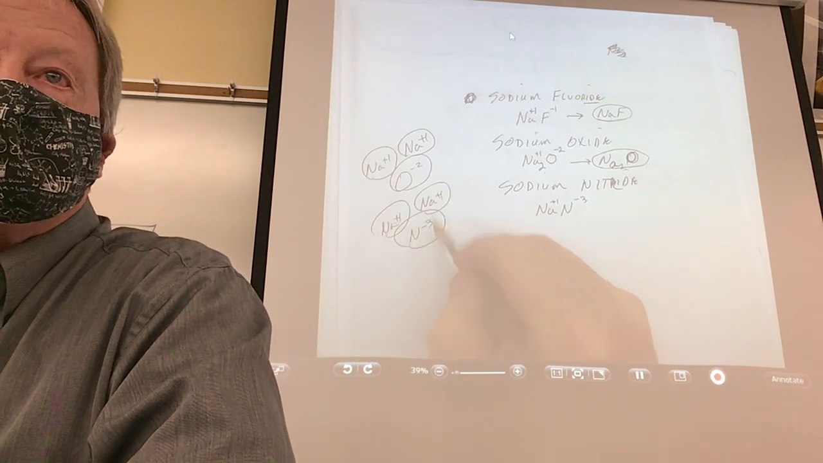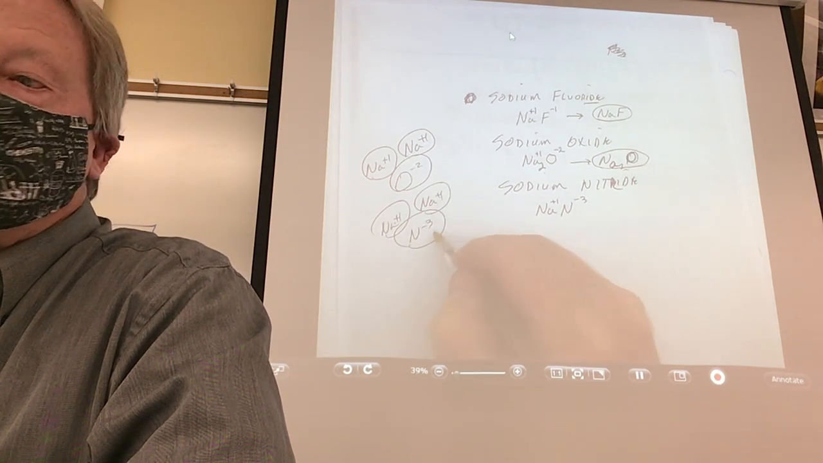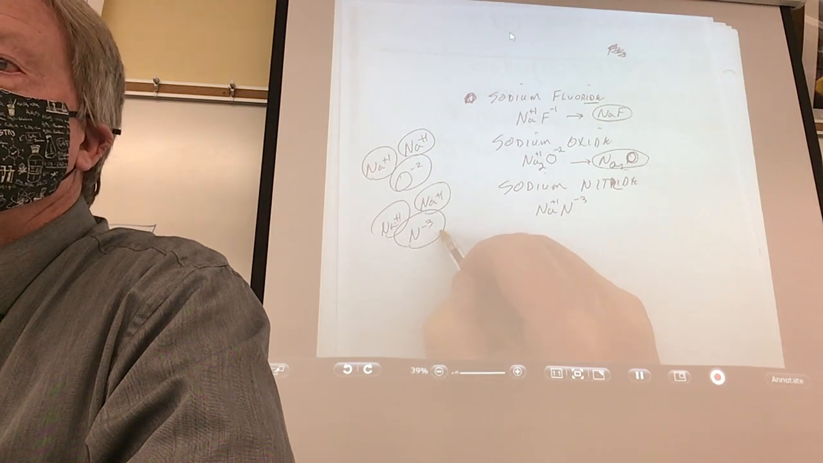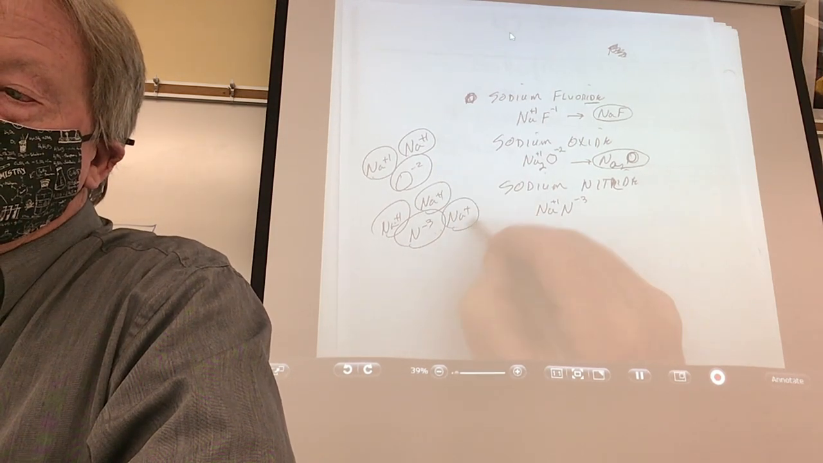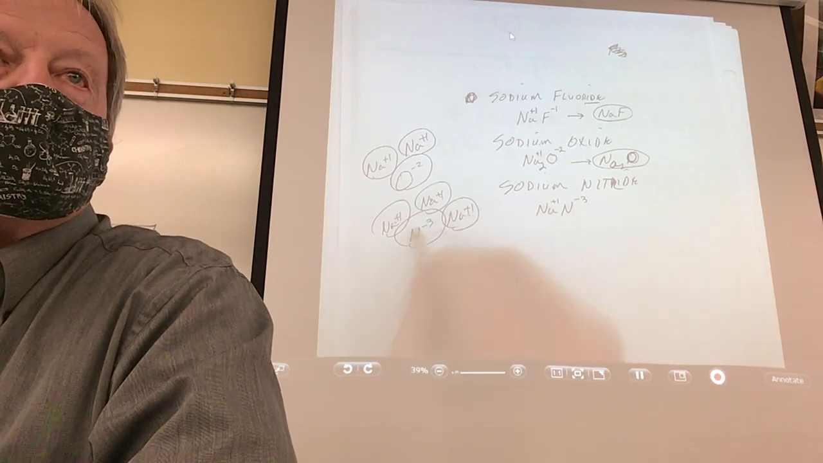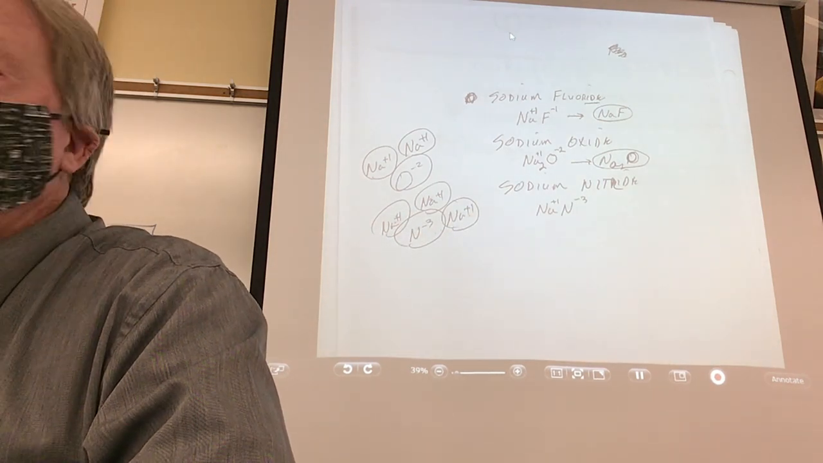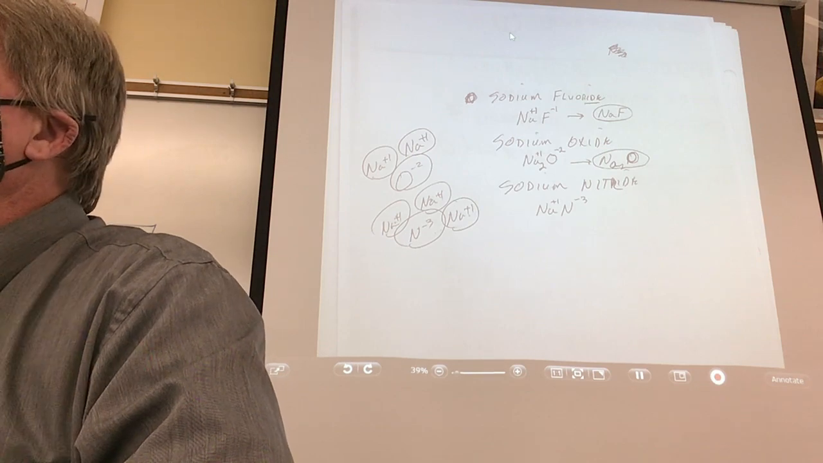+2, -3. Add those up. What do you get? What's +2 and -3? -1. That's pretty good. How about another one? What's +3 and -3? That's a compound. That's a compound.